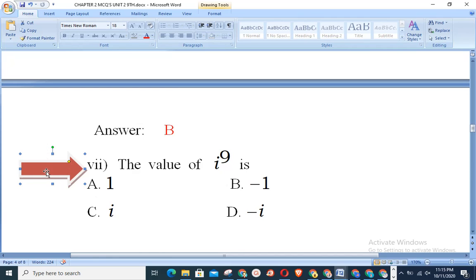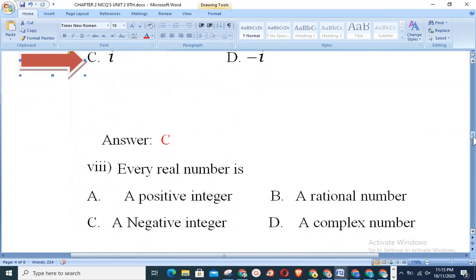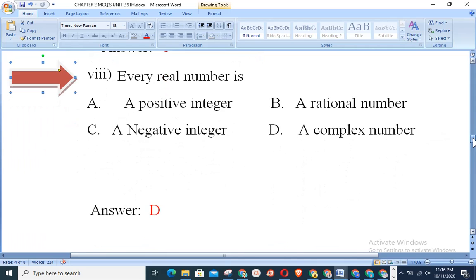That is, option C is the correct option in this case, as is written here also in the answer. Next is number 8. Every real number is dash. There are 4 options given: positive integer, rational number, negative integer, a complex number. And be clear, dear students, that every real number is a complex number because it can be written as that real number plus 0 iota. So option D is my correct option.